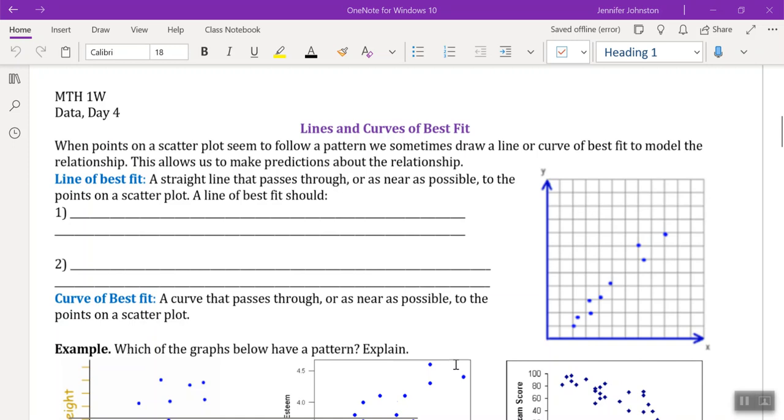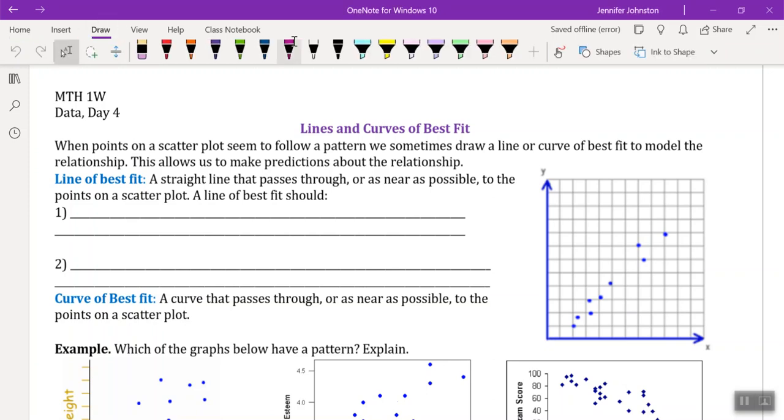When points on a scatter plot seem to follow a pattern, we sometimes draw a line or a curve of best fit to model a relationship. This allows us to make predictions, either in the present, the future or the past. A line of best fit is a straight line that passes through as near to as many points as possible on the scatter plot. Let's fill in some of these things here. A good line of best fit should follow the trend in the data.